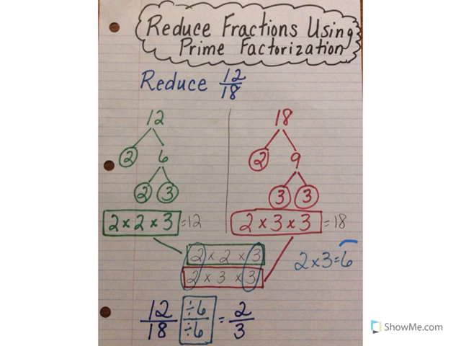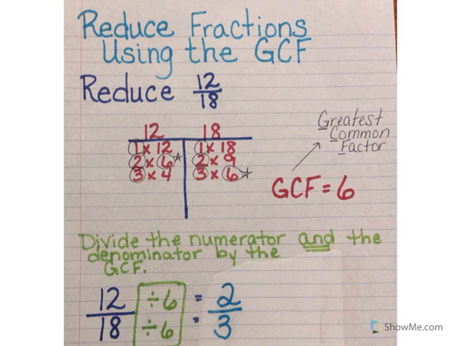I'm now going to take that 6 that I got, and that's what I'm going to divide my numerator and my denominator by. 12 divided by 6 is 2, and 18 divided by 6 is 3. 12/18 in lowest terms is 2/3. And if we go back and we look, when we use the greatest common factor method, there we are with 2/3. So it works either way, using the greatest common factor or using prime factorization.